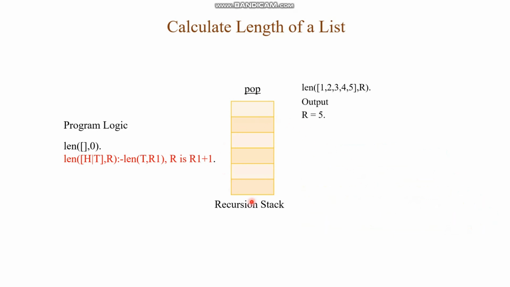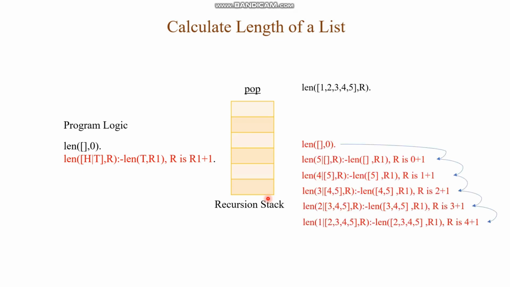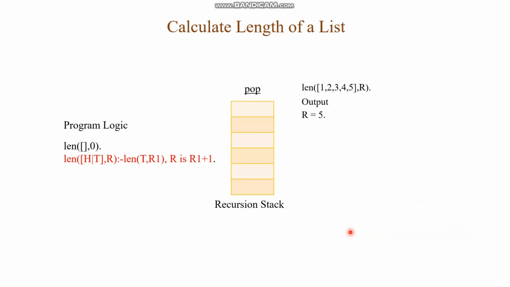And the stack is empty. Once the stack is empty, there are no elements left to pop out, and the function goes back to the original state. By backtracking, it goes back to the original state, and the program halts, giving the output as R equals 5. This is all about how the length of a list is being calculated.